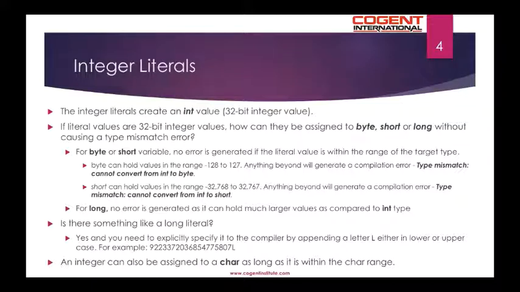A short can hold values in the range -32,768 to 32,767. Anything beyond will generate a compilation error. Type mismatch: cannot convert from int to short. For long, no error is generated as it can hold much larger values as compared to int type.